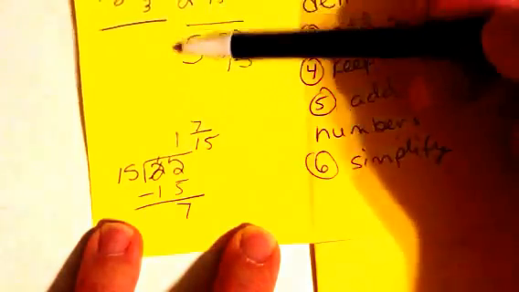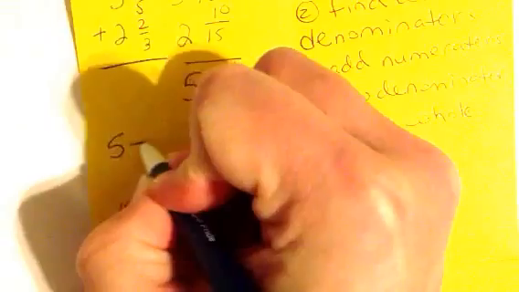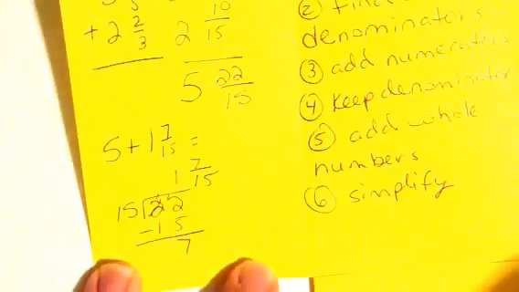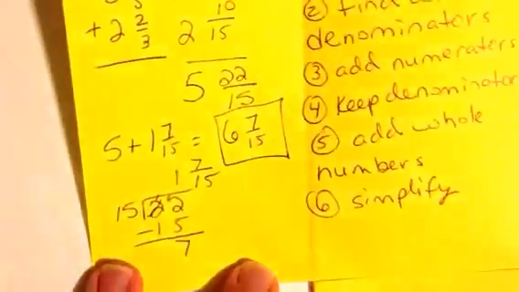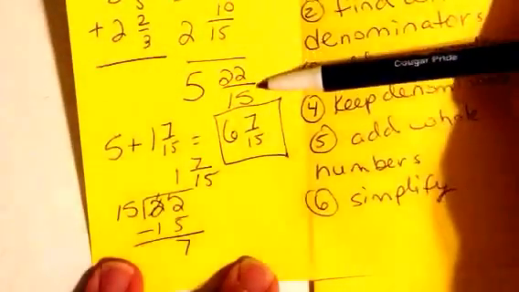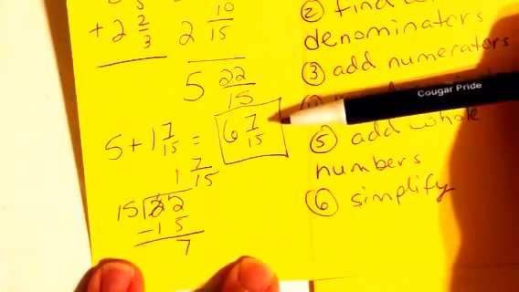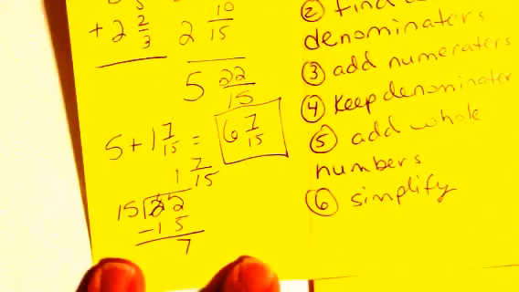But remember, we still have this whole number 5. So when I take this whole number 5 and I add the 1 7/15, then my answer is going to be 6 7/15. So what I did was I simplified by taking the 5 22/15 and changed that into 6 7/15, which is my final answer.